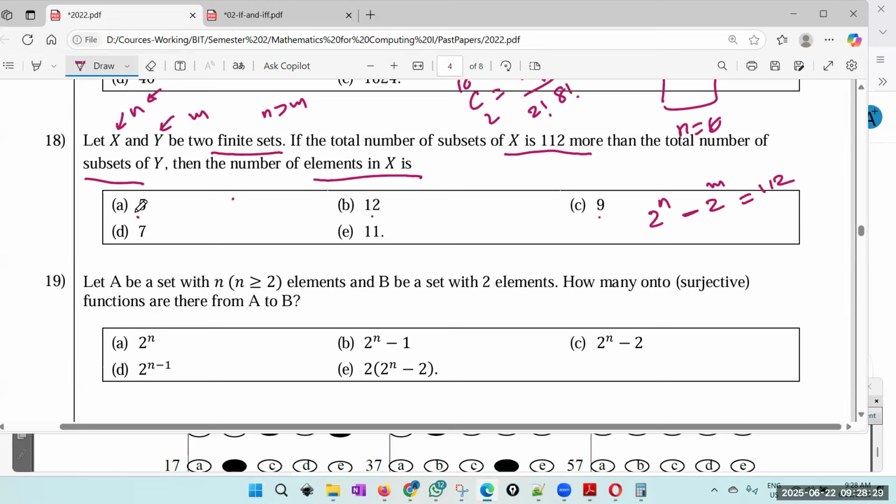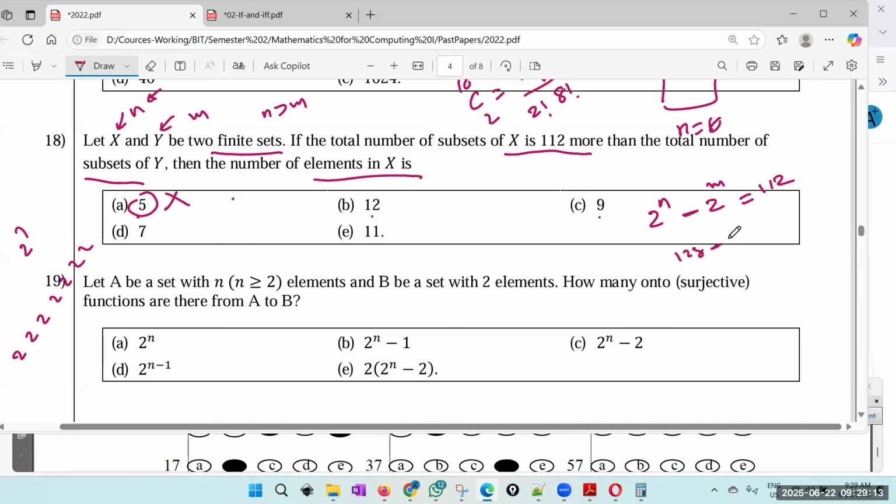So it can't be 5, right? Because 2 to the power 5 is 2, 4, 8, 16, 32. When you subtract something, you don't get 112. So I will not take A, because 2 to the power 5 itself is lesser than 112. So then what about 7? 2 to the power 7 is 2, 4, 8, 16, 32, 64, 128. Can I subtract something that is a power of 2 to make it 112?